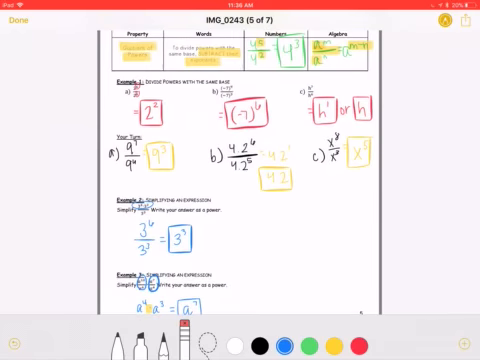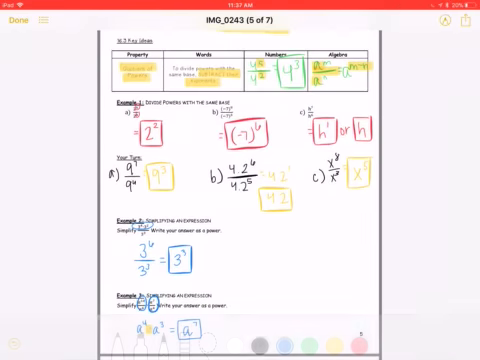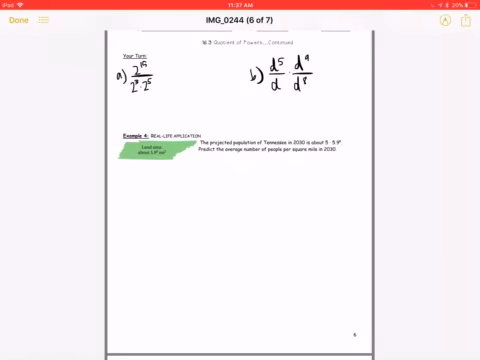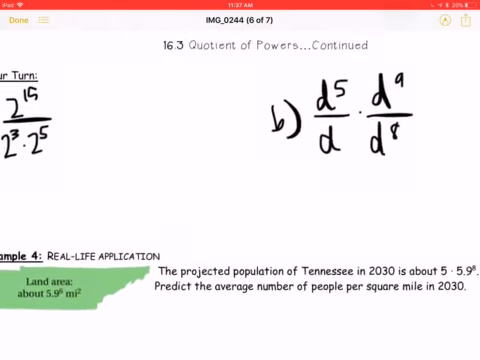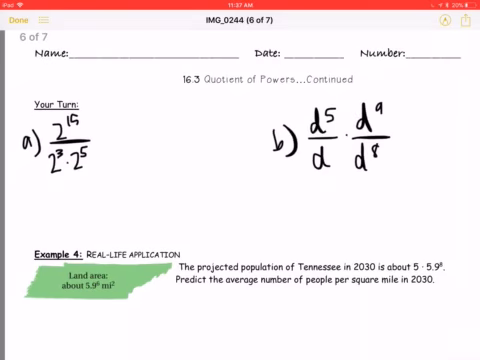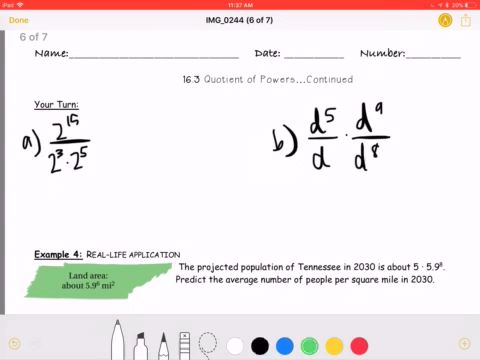All right, slide over or flip over if you have the notes. We're going to go to our next page, and we're just going to do these your turn problems. So I want you to pause, write these problems down somewhere, try them out, and then come on back when you're ready. All right, let's go over these.